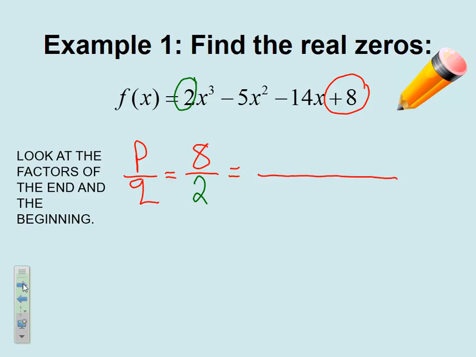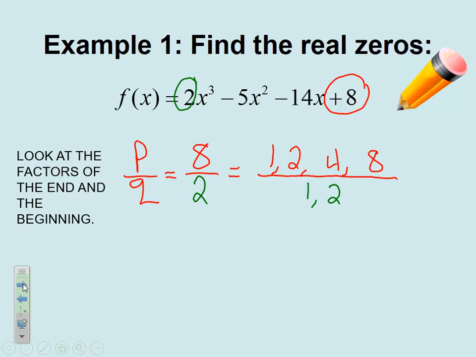And now we're going to list all the factors of both. So of 8, I'm going to have 1 times 8. And then I'd have 2 times 4. And 3 doesn't work, so those are all my factors of 8. Now I have to list my factors of 2, which are just 1 and 2.